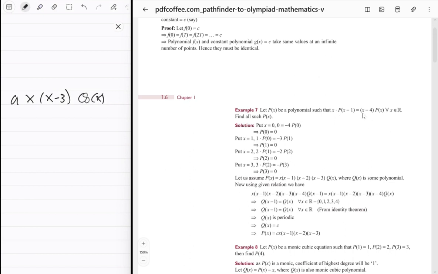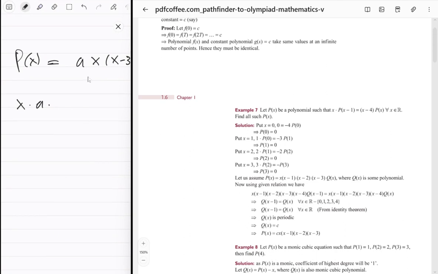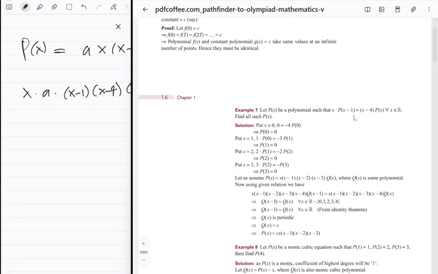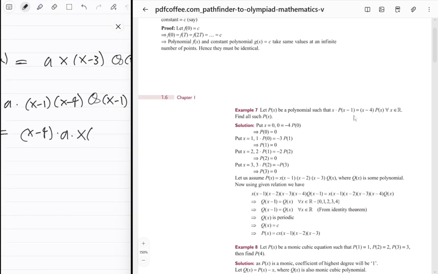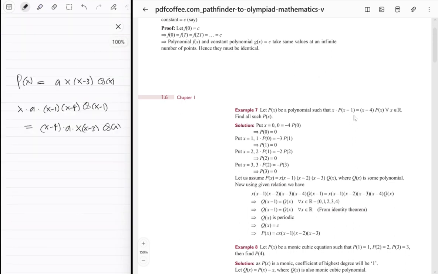Let's put that in here and see what we get. So it's going to be x times a times... what is x? Oh, instead of x, you actually have to put x minus 1, because p of x minus 1 is what we have on the left hand side. So you get x minus 1, then x minus 4 times q of x minus 1. This is equal to x minus 4 times p of x, which is x minus 4 times a times x minus 3 times q of x, and this is for all values of x, right?